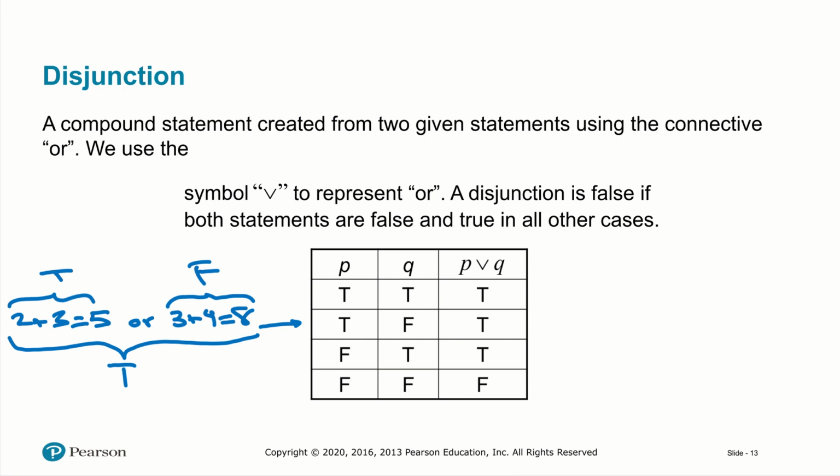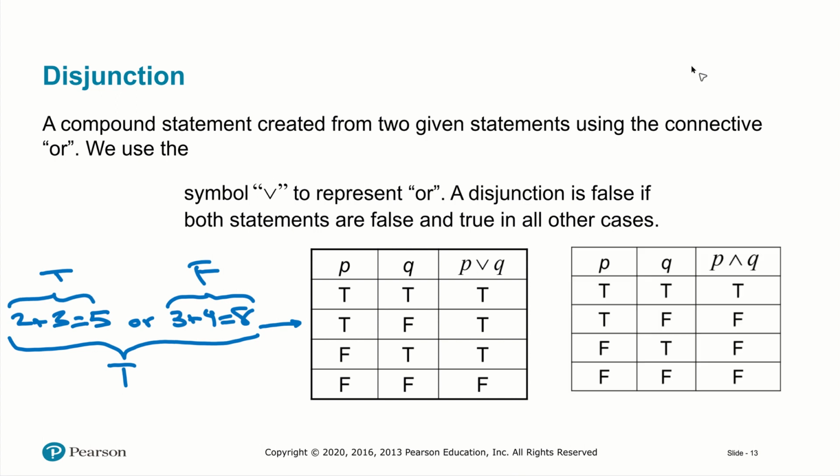I'll put them next to each other again for you to compare. Okay, now we can see them side to side. So remember, an or statement is only false if both statements are false, whereas an and statement is only true if both statements are true. In all other cases, an and statement is false, and an or statement is true.